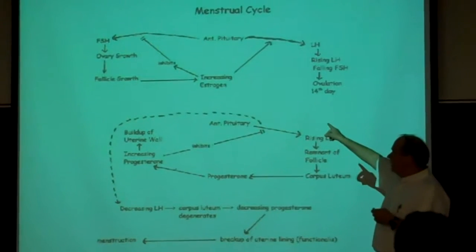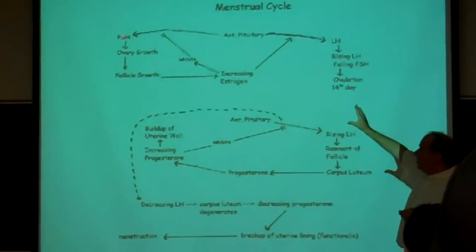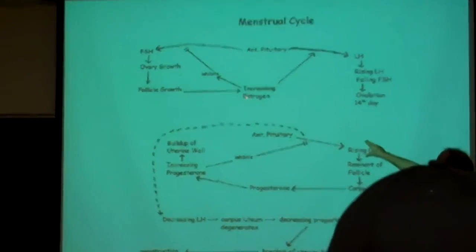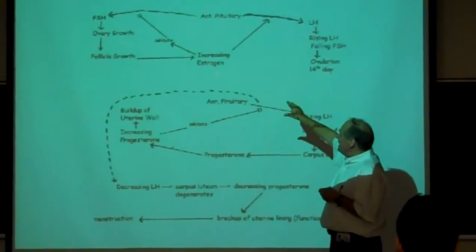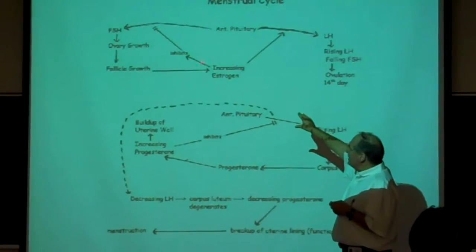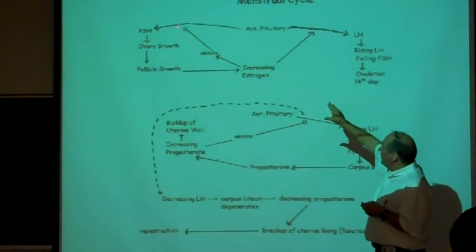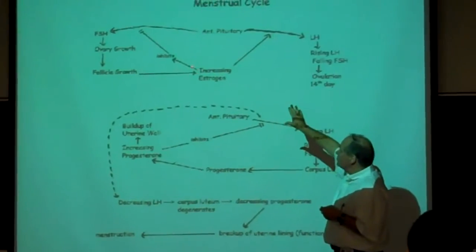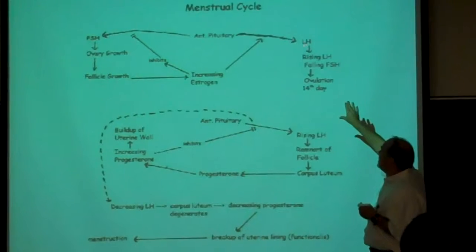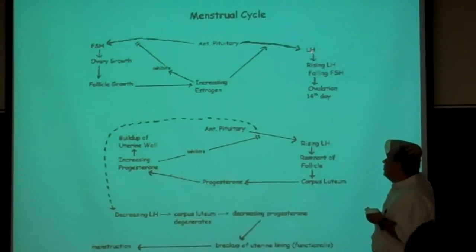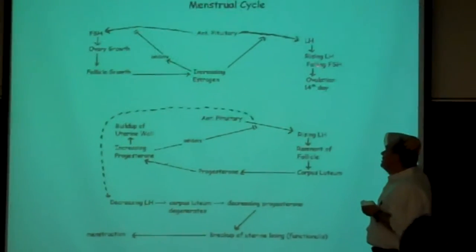The anterior lobe of the pituitary gland produces the hormone follicle-stimulating hormone. Ovary growth, follicle growth, estrogens. Follow me? Now, as estrogen levels increase, they inhibit the follicle-stimulating hormone. As the estrogens increase, they inhibit this, and then the anterior lobe of the pituitary begins to produce this. Now, this hormone right here is the primary hormone of ovulation. Rising LH, falling FSH, ovulation.